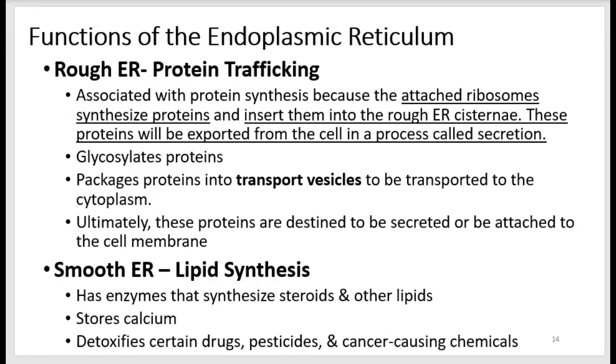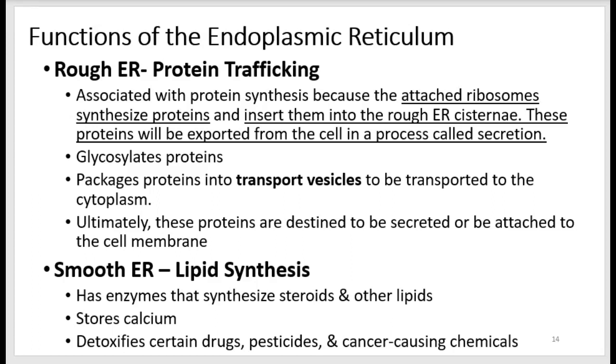The function of the smooth ER I mentioned has to do with lipids. Another function of the smooth ER is detoxification and storing calcium. So the smooth ER contains enzymes needed to synthesize cholesterol, triglycerides, steroids, all those lipids that we already learned about. The lipids made inside the smooth ER will be put into transport vesicles as well. Separate ones, but not the same ones as the proteins, but they'll be put into transport vesicles.